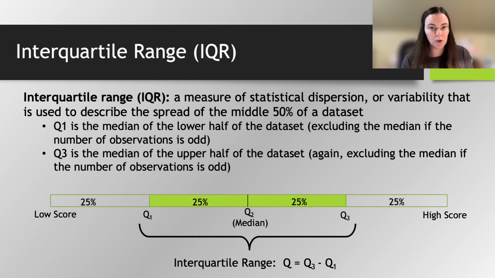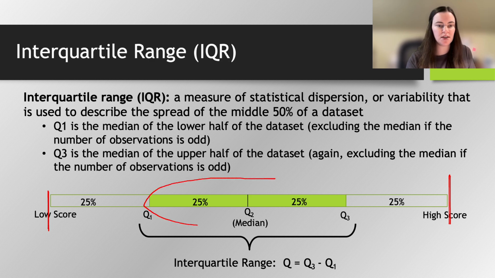The interquartile range, which is also referred to as the IQR, is a measure of statistical dispersion or variability that is used to describe the spread of the middle 50% of the data set. So with this particular measure, we are not necessarily concerned with the high end of our distribution or the low end over here. It's only this 50% that's highlighted in green here.